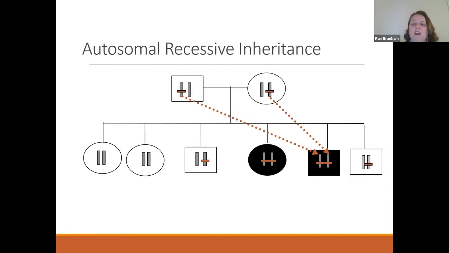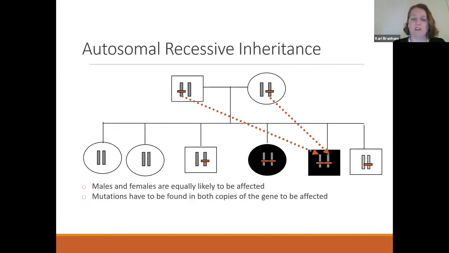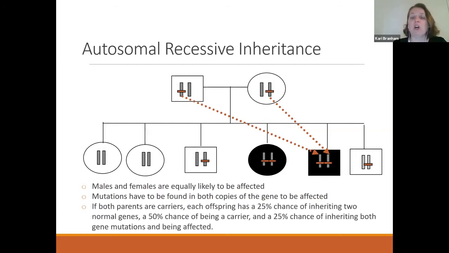Another of the 3 common inheritance patterns is autosomal recessive inheritance. In autosomal recessive inheritance, males and females are equally likely to be affected. Mutations have to be found on both copies of our gene. All of our genes come in pairs, with one inherited from mom and one inherited from dad. In order to be affected with a recessive condition, you have to have both copies of that gene not working in the proper way. If both parents are what we call carriers, meaning they have one working and one not working copy of the gene, each child has a 25% chance of inheriting both of those disease-causing genes and being affected.